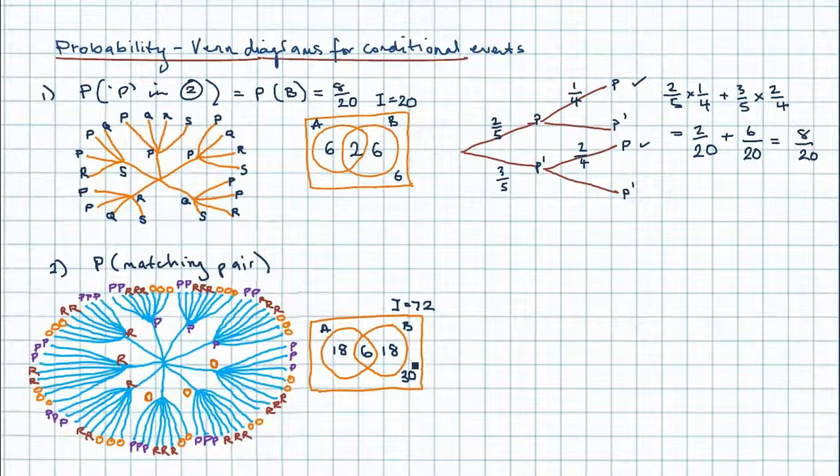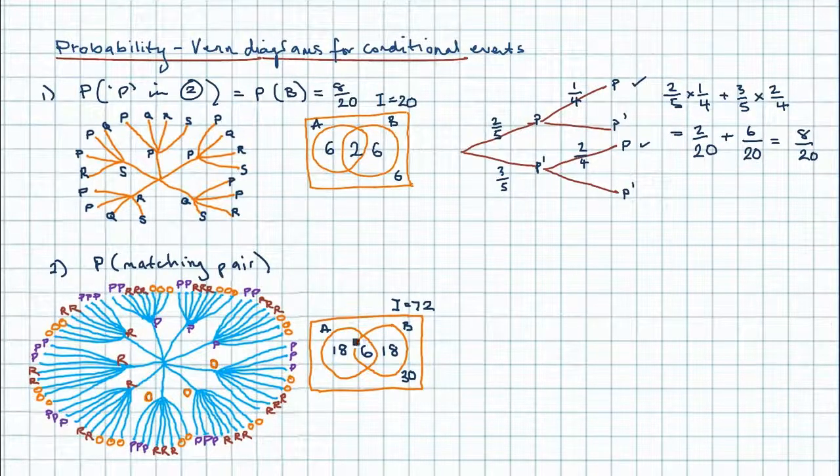Now I'm only thinking about a matching pair of purple socks because if it's asking us about a matching pair of purple socks or red socks or a matching pair of orange socks, then the probabilities are going to be the same for each of those. So I simply add those together at the end.